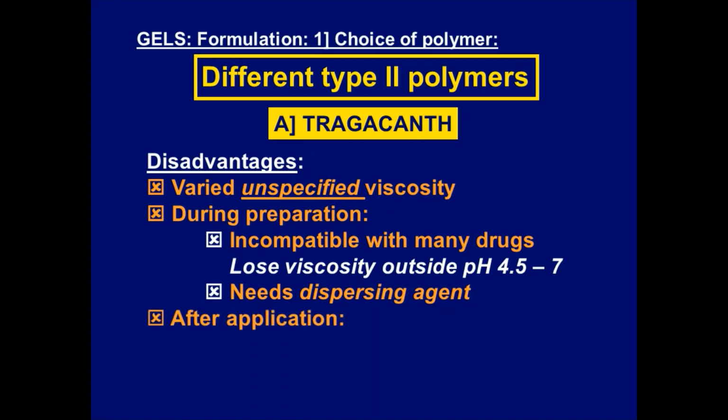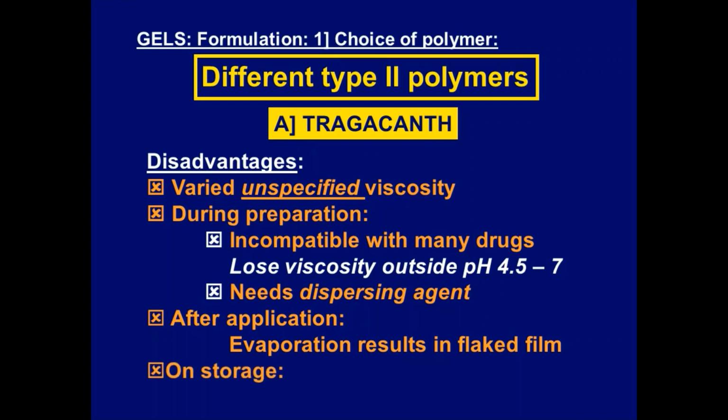After application, water evaporates from tragacanth gels, resulting in a flaked film. And on storage, tragacanth is susceptible to microbial growth, of course, because it is of natural origin. These are disadvantages of tragacanth.